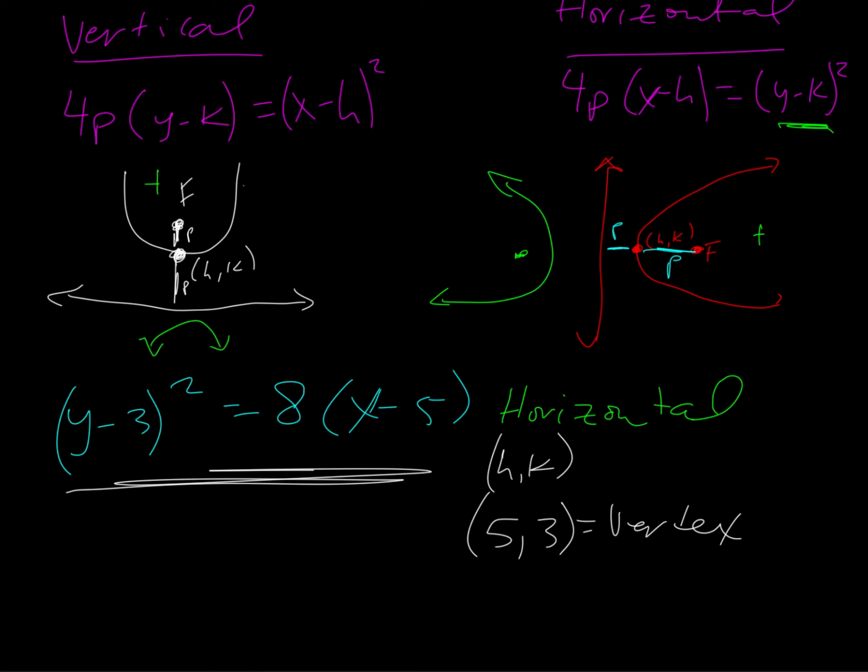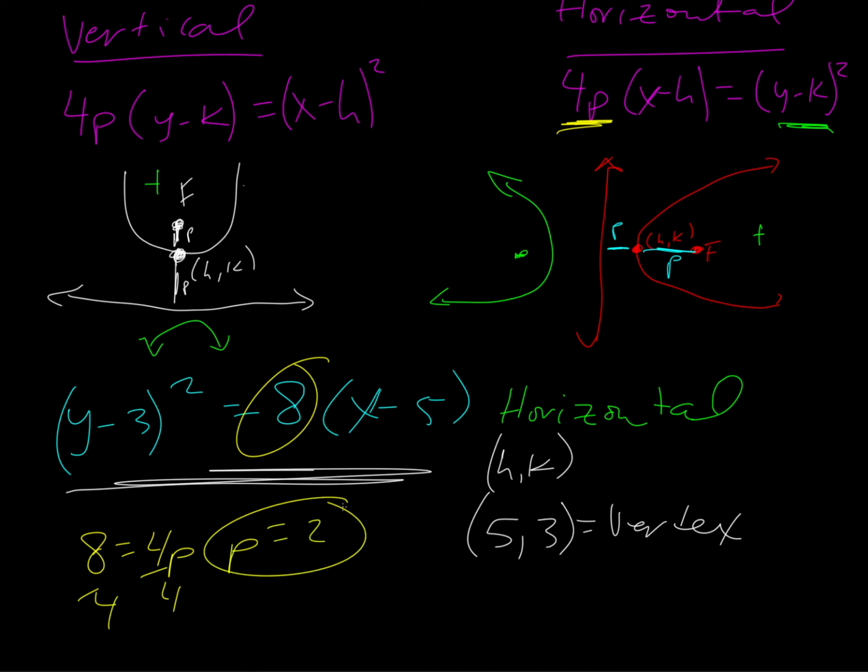Now from our formula, 4p is the thing that's out in front of x, and so this 8 is equal to 4p. Then if we just divide both sides by 4, we see that p is equal to 2.